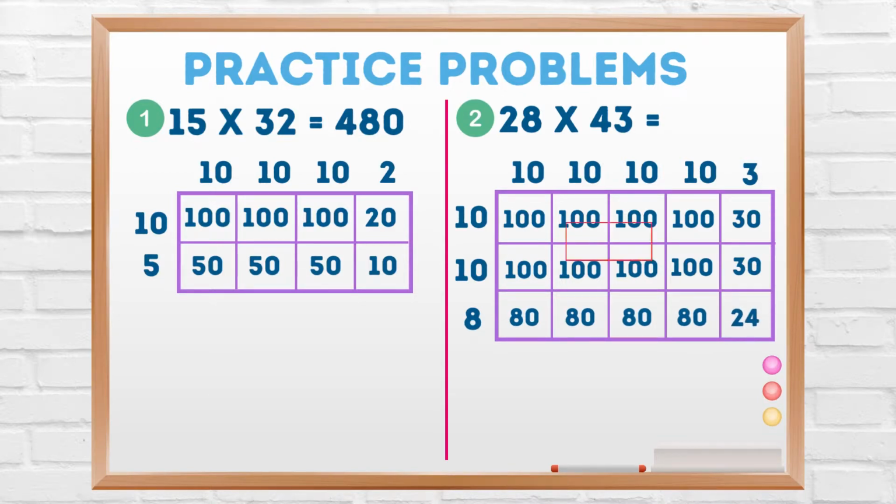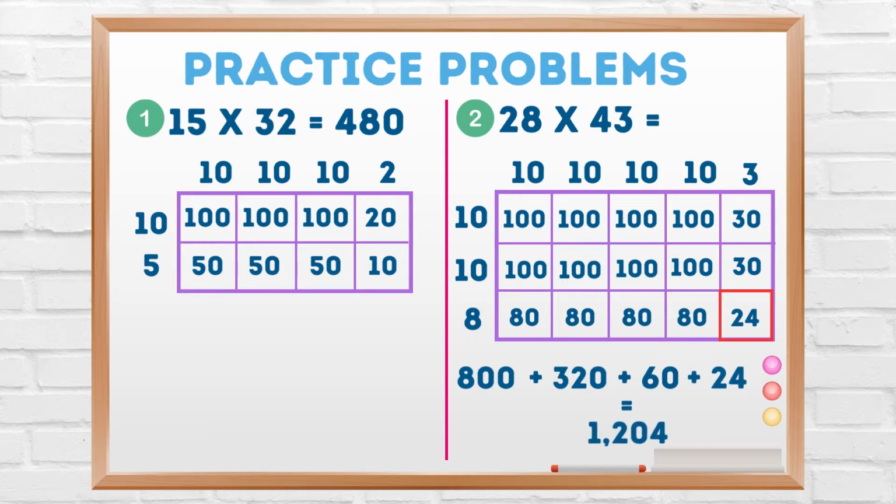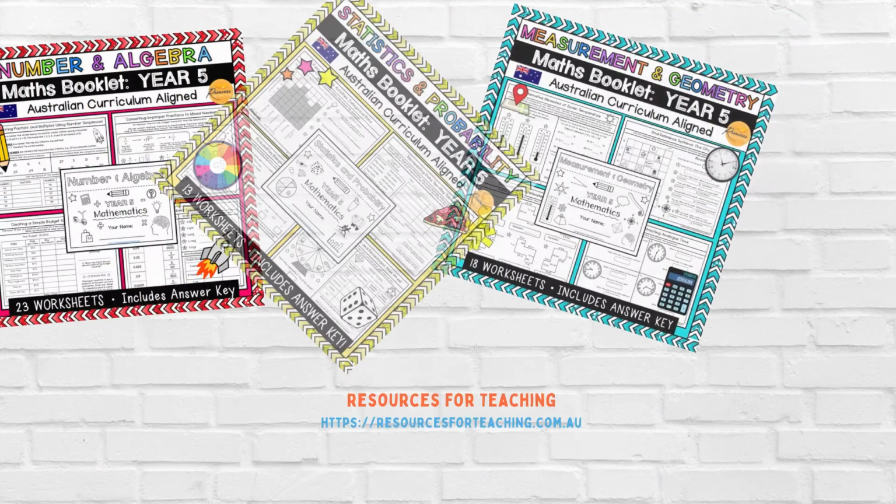Inside the grid we have 8 100s, or 100 times 8, which equals 800, plus 4 80s, or 80 times 4, which is 320. We have 2 30s, or 30 times 2, and that equals 60, and 24. We add all these numbers together and we get 1,204. So 28 times 43 is 1,204. And that's how you can use arrays to solve two-digit multiplication problems.